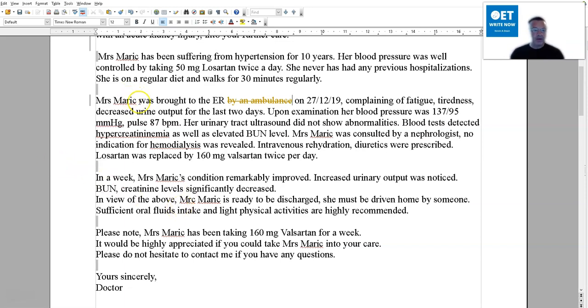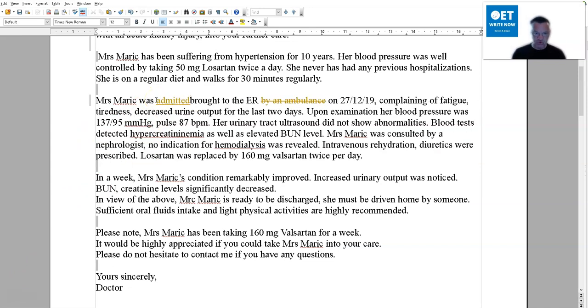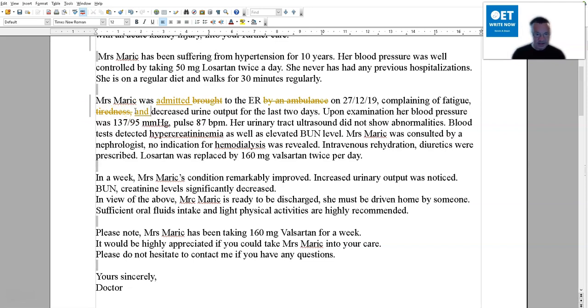So you could say Mrs. Maric was admitted. Brought by whom? Admitted to the ER on the 27th, 12/19, with fatigue, tiredness. Fatigue and tiredness, it's the same, isn't it? If I'm fatigued, I'm probably tired. And decreased urine output for the last 2 days.